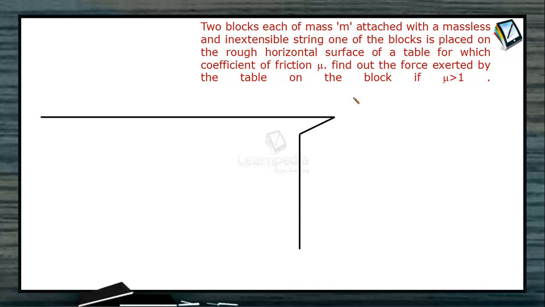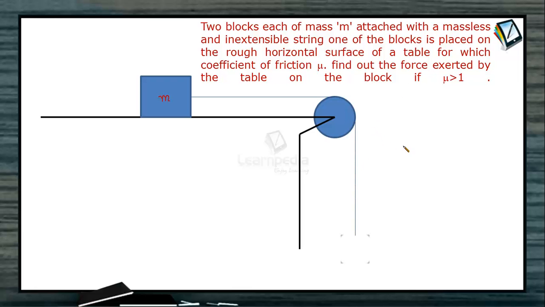This is a table on which we have attached one pulley, and a block of mass m is placed on this table and it is attached with an inextensible and massless string, and another block of the same mass m is attached to the other end of this string. Okay, so now let's apply the forces.